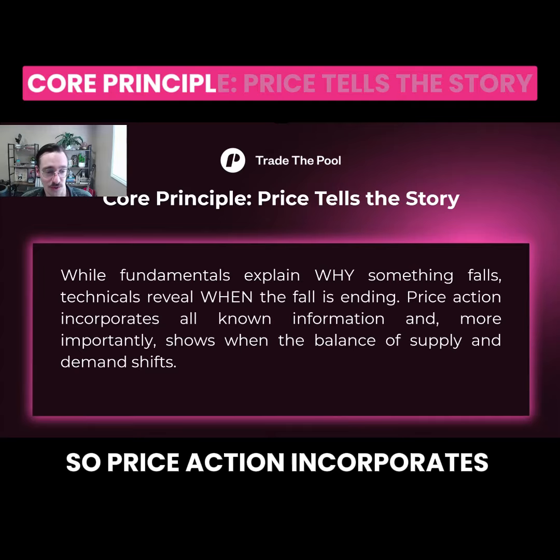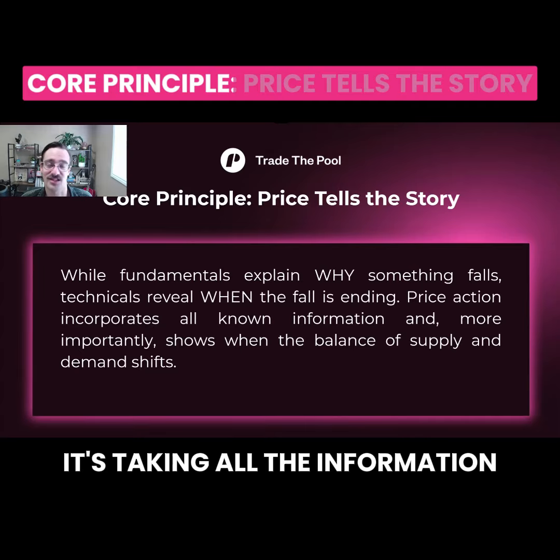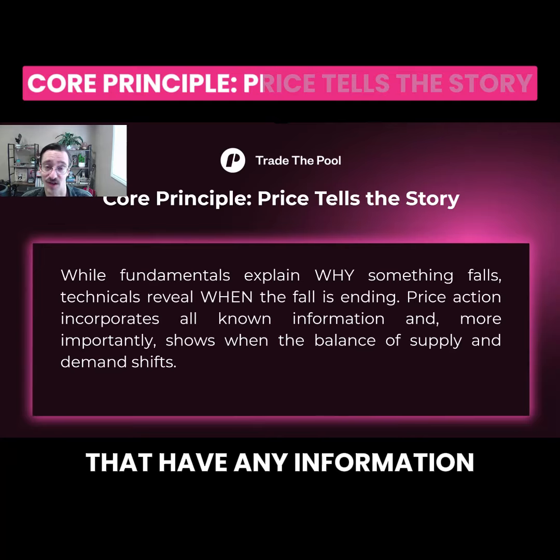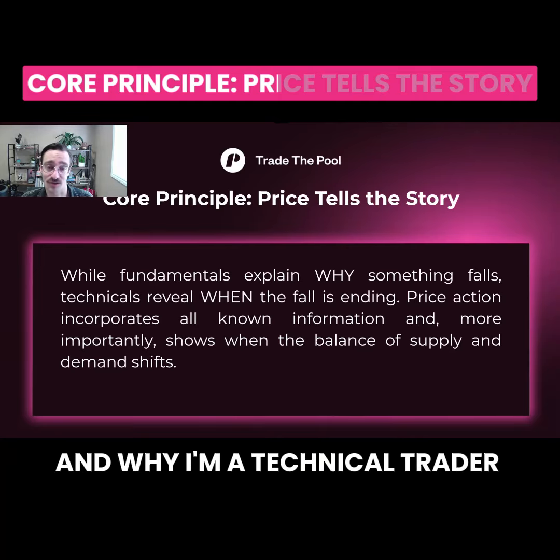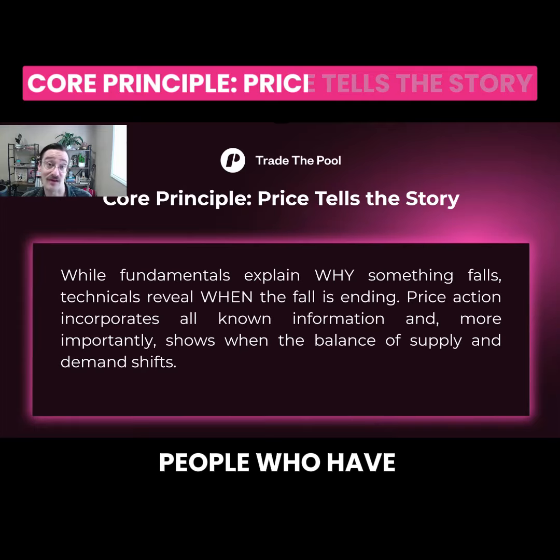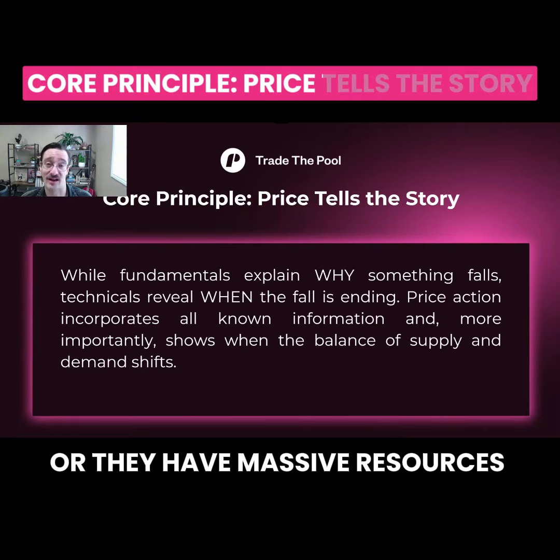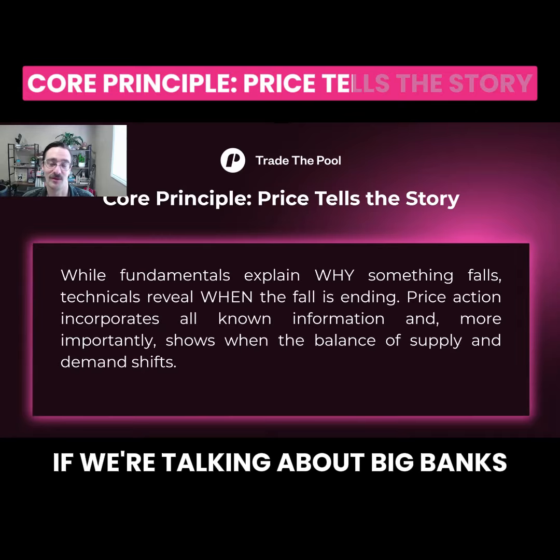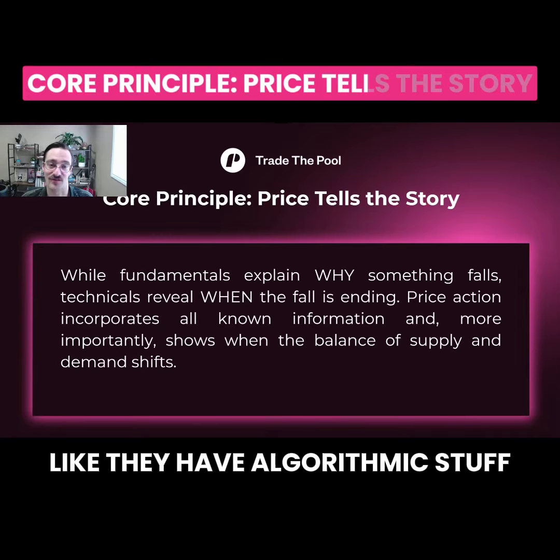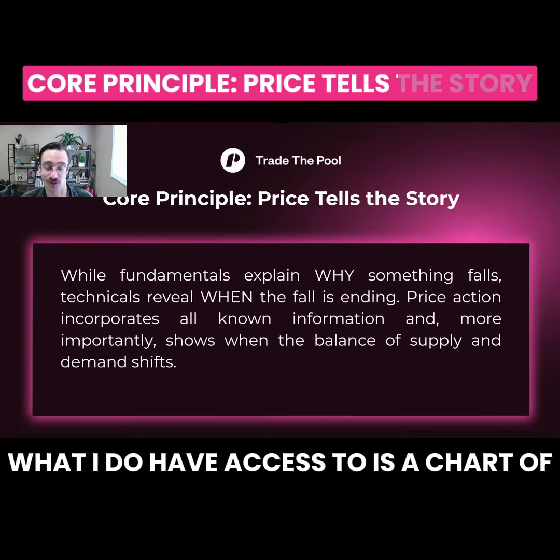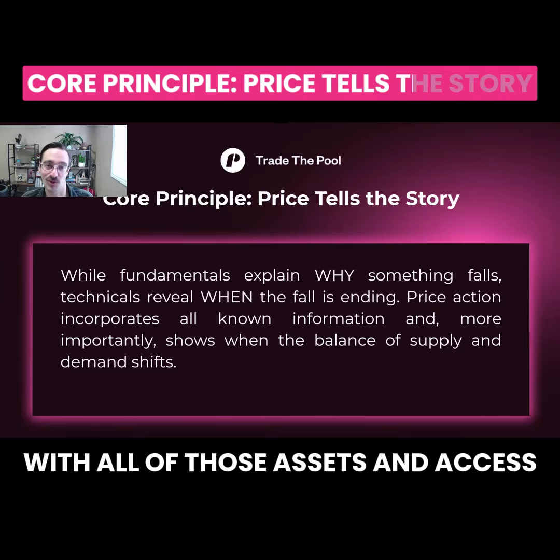So price action incorporates all the known information. It's taking all the information out there from all the parties that are able to trade the stock that have any information. And why I'm a technical trader is because I could never hope to compete against people who have either insider information or they have massive resources to crunch data on a level I simply can't. If we're talking about big banks' trading desks or something, they have algorithmic stuff I just don't have access to. What I do have access to is a chart of what all of those people with all of those assets and access are doing.